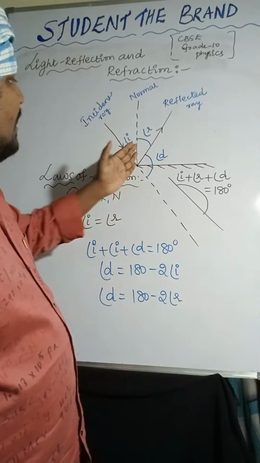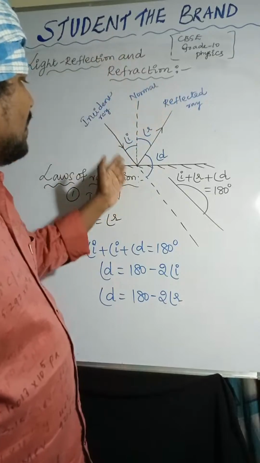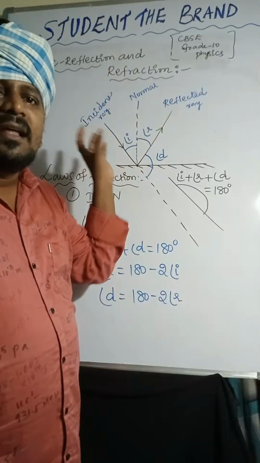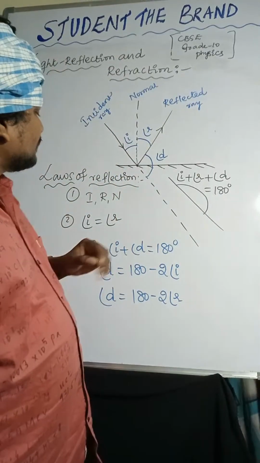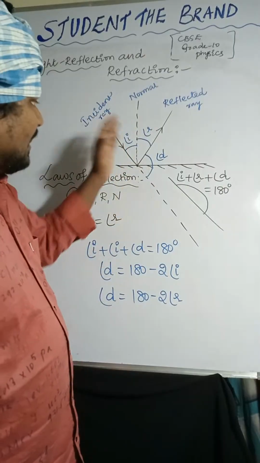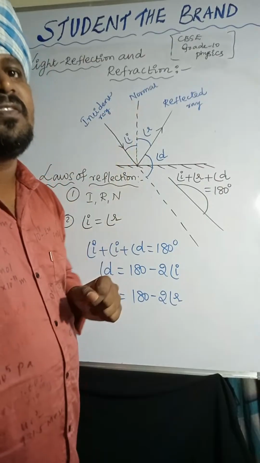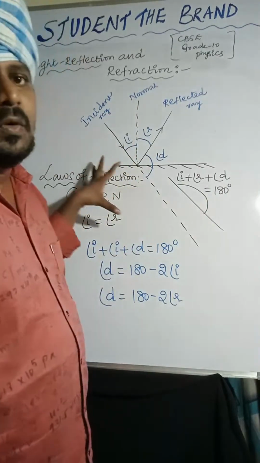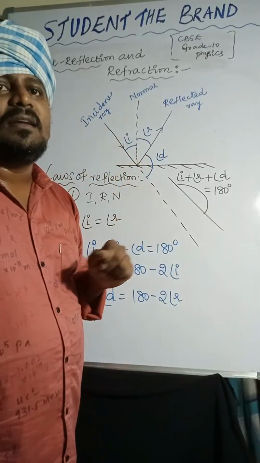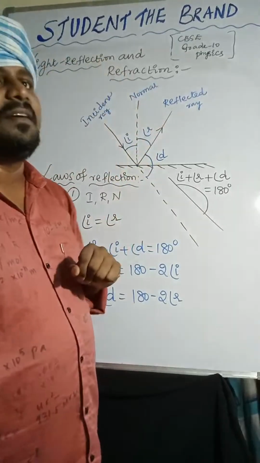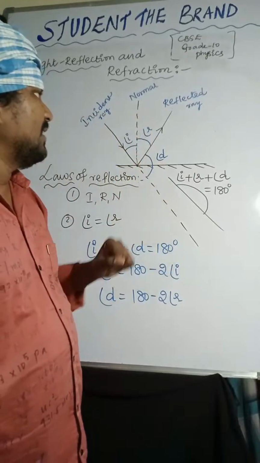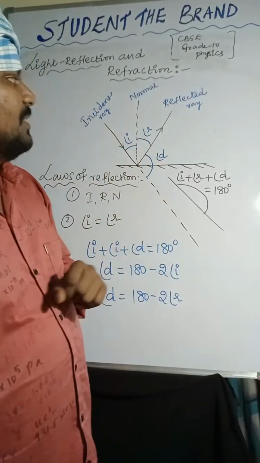So the incident ray, reflected ray, and normal line lie in the same plane. Angle of incidence is equal to angle of reflection. So these two are the laws of reflection. Reflection is nothing but the bouncing back of the light from the reflecting surface.